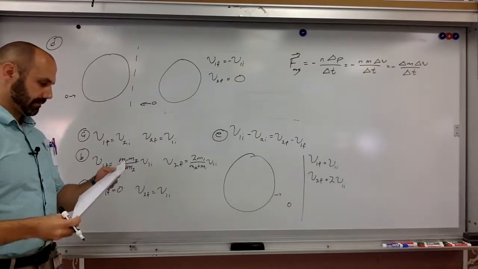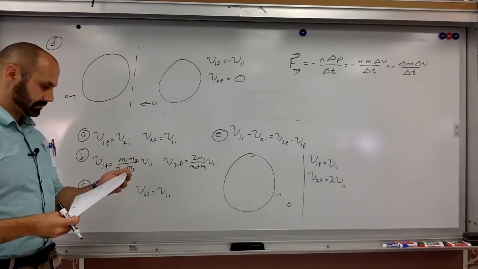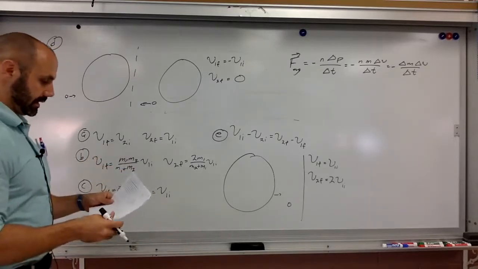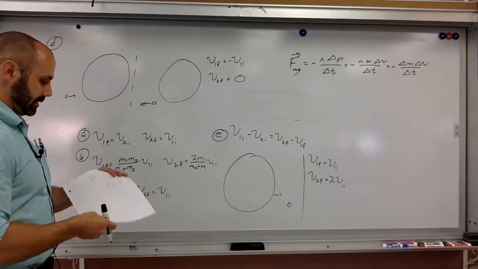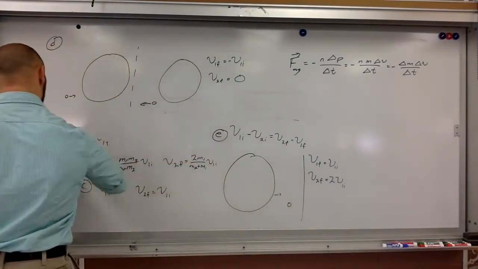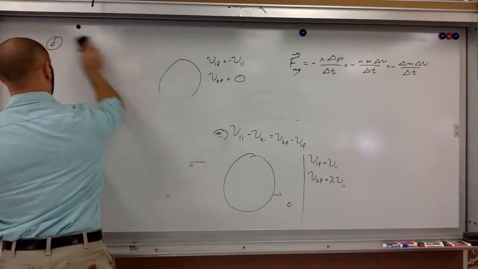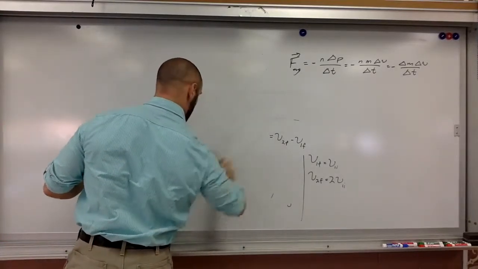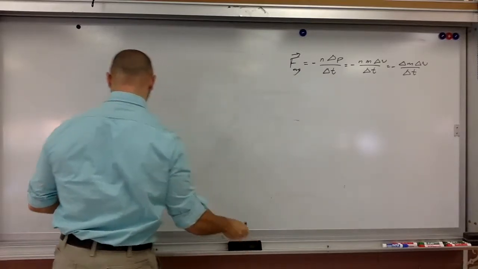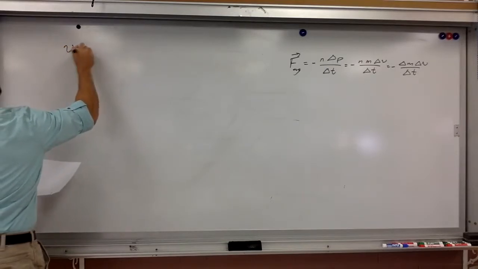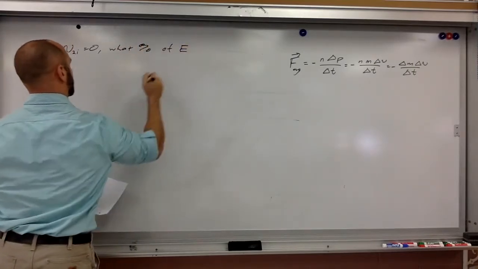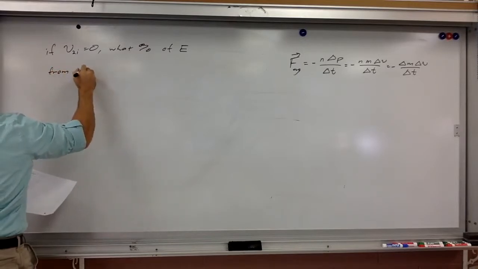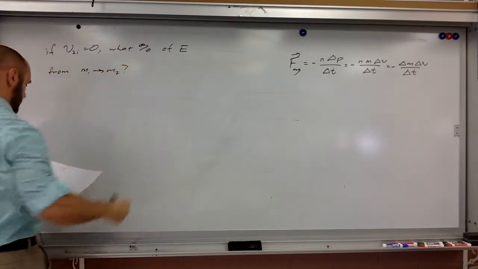And we do have situation F. This is an addition, in addition to what you have here. Right. Another one to add. This question is, when V2I is 0, what percentage of energy is transferred from M1 to M2? So V2I equals 0. What percentage of energy is transferred from M1 to M2?